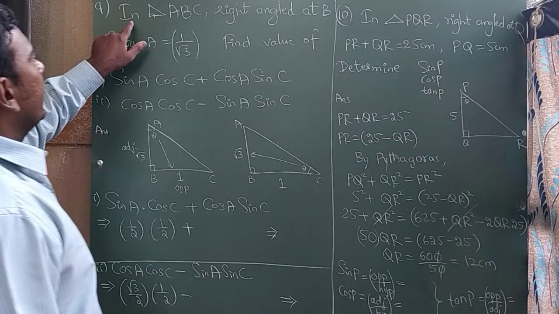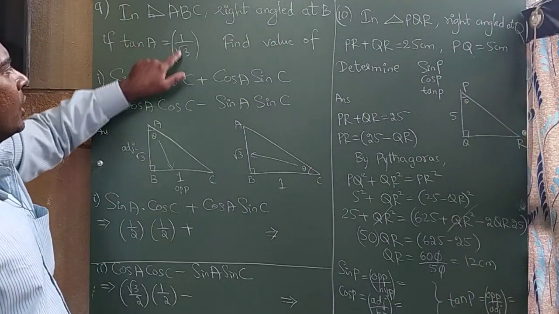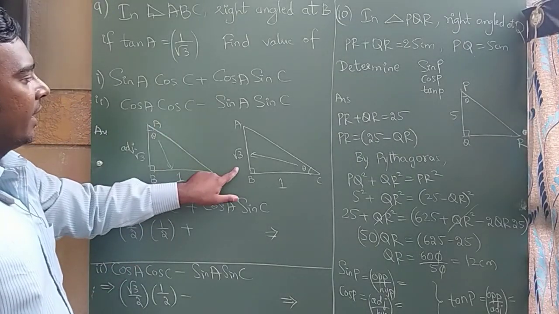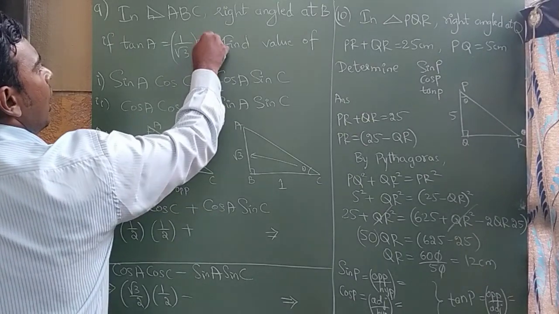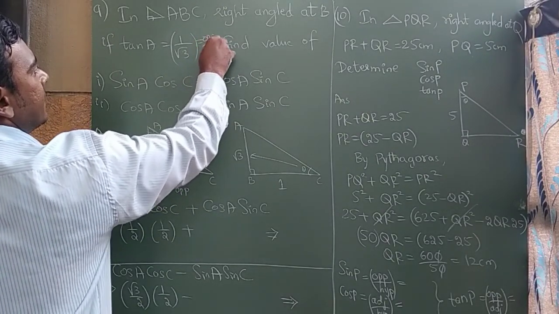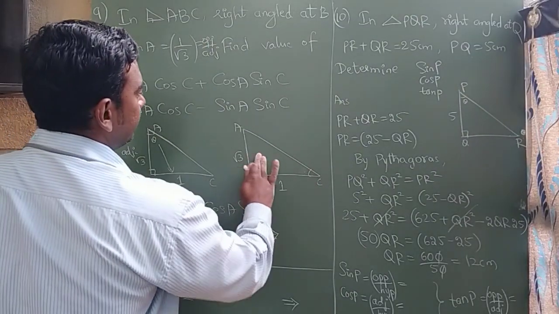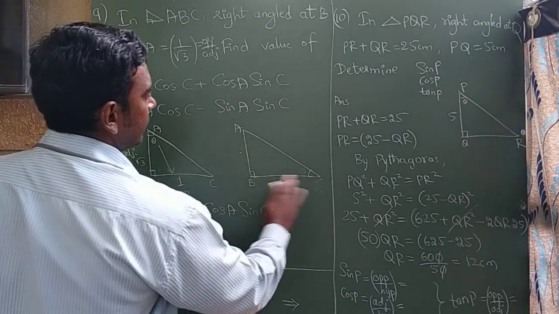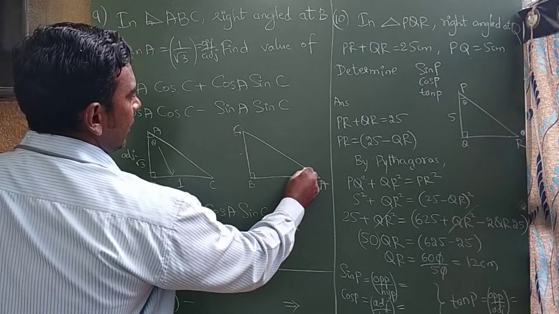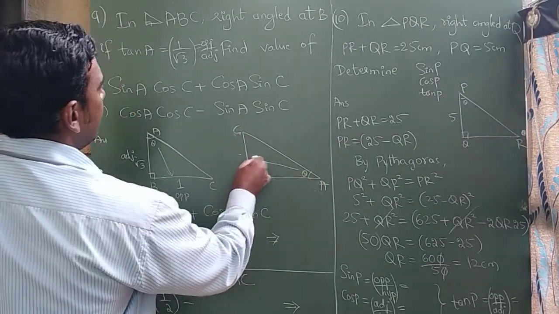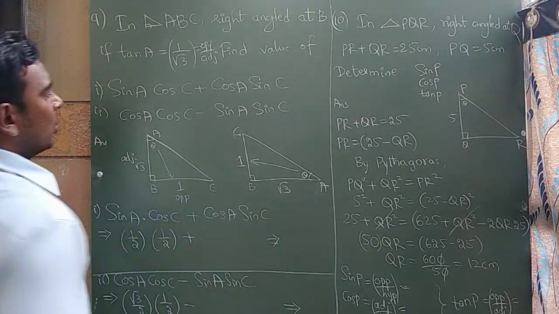Now, the ninth question. In triangle ABC, right angled at B, if tan A is equal to 1 upon root 3. So I have drawn a right angle triangle at B. What is tan A? It is opposite upon adjacent, since it is tan A. So if I take this as A, this will become 1 and this will become root 3.